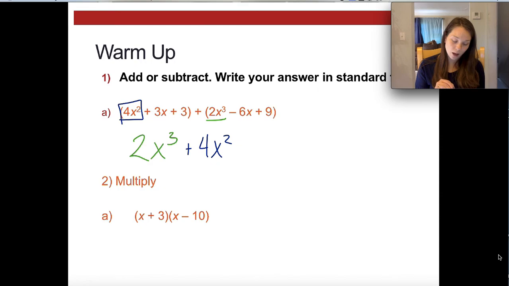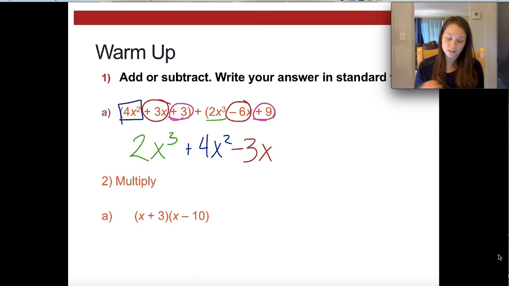After that, we have our x variables. I have a 3x and a minus 6x, which would give me minus 3x. And last are the constants. I have a plus 3 and a plus 9, which would give me plus 12.